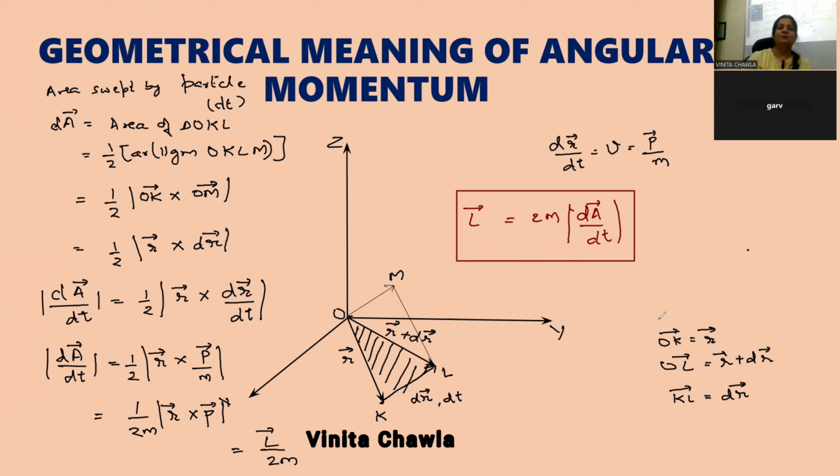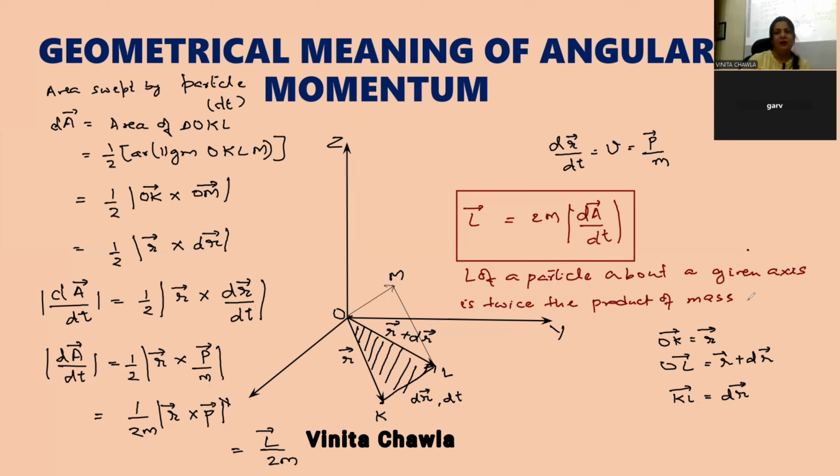Now what can we write in this? That the angular momentum of a particle, please write this in your notebook: the angular momentum of a particle about a given axis is twice the product of the mass of the particle and the areal velocity of the position vector of the particle. See, A is area, dA is area, and dA by dt is areal velocity. Yes? Areal velocity.